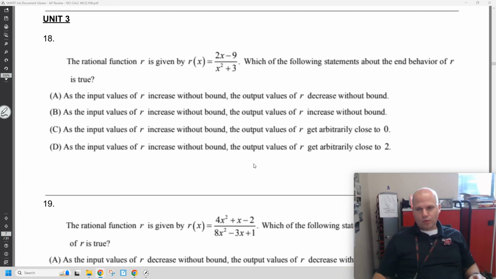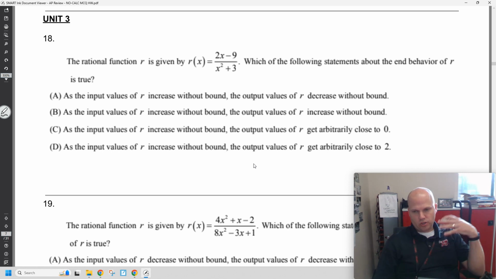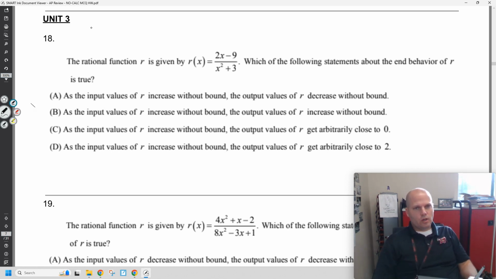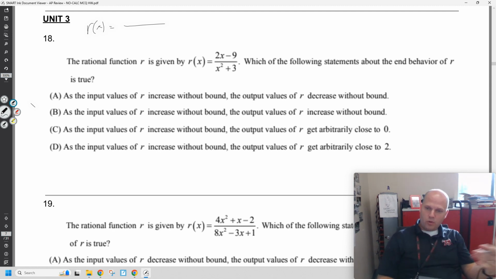All right, moving on to unit 3, we're talking about rational functions. Now, rational functions are just polynomials divided by polynomials. So some rational function is just going to be some polynomial divided by some polynomial. Now, here's the key. In unit 2, we discovered that zeros of polynomials are very important.